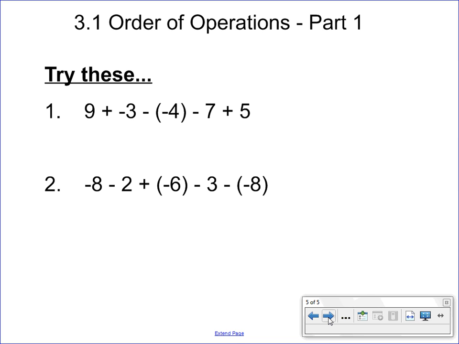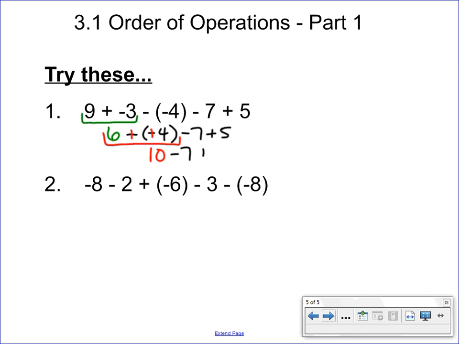Okay, so 9 plus negative 3. 9 good guys, 3 bad guys, leaves me with 6 good guys. I'm going to write out the rest of the problem. And notice I have a minus and a negative there, so I'm going to make that a plus a positive. So the next part I'm going to do is 6 plus positive 4. Okay, 6 plus 4, 6 good guys, 4 more good guys. I have 10 good guys.